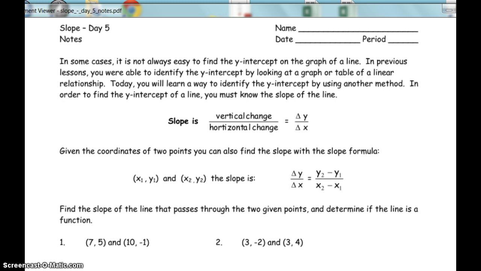In order to find the y-intercept of a line, you must know the slope of a line. So on this particular handout, if you guys want this, there's some good information. If not, I would suggest to get your notebooks and put this in there.